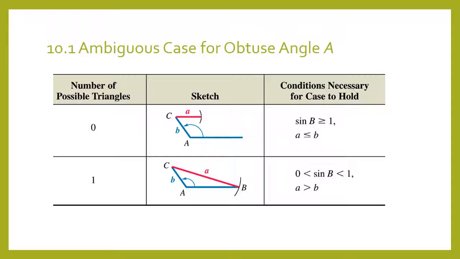Now what if A is obtuse? There are 2 possibilities. Either it won't work, as in the first sketch, or it will work, and you'll have 1 triangle, as in the second sketch. So only 2 possibilities there.